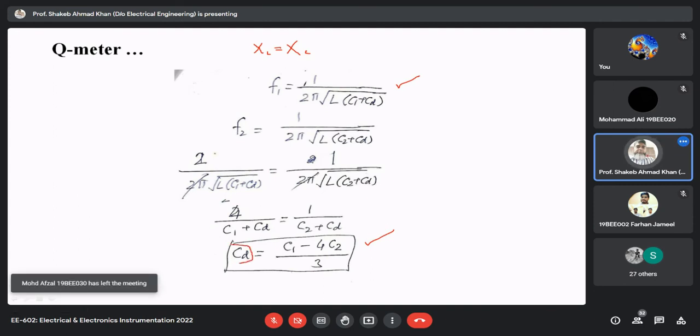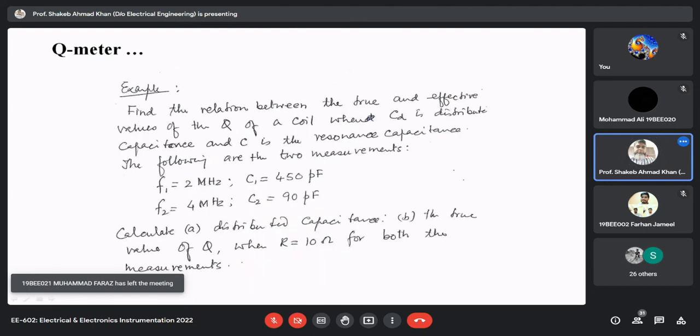And obviously, once you are able to find out the distribution capacitance value, then whatever value of the Q factor you measure, I'll show how the correction is done, and you can make the correction from the measured value. I'll try to show you here.